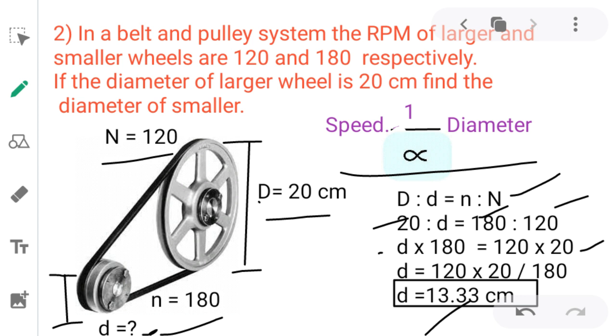So in this way we can solve the inverse proportional problems. We should be careful in writing the equation in case of inverse proportional problems.